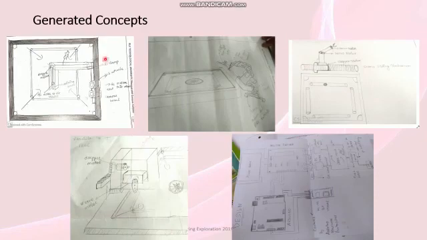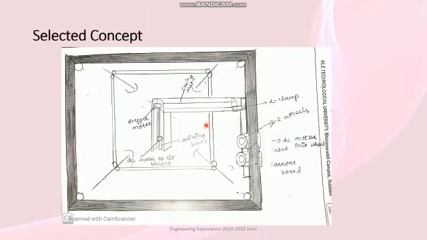The next slide is about concepts. We have generated 5 concepts. We have finalized this concept. Its movement is through wheels using DC motor. Rotation of the arm is through stepper motor and hitting the striker is through DC motor.